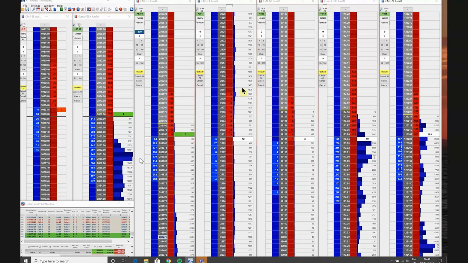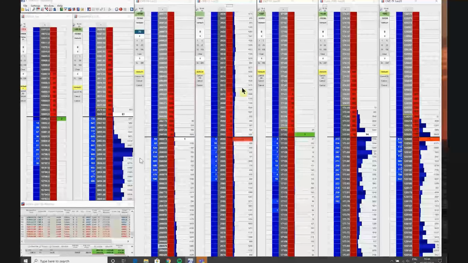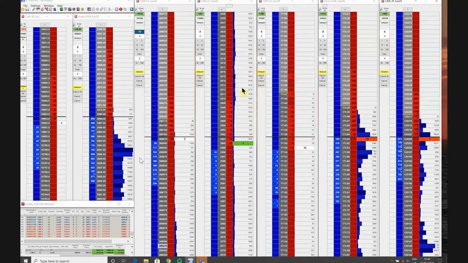Okay, now can the market sustain? It's now broken that vulnerable high from Tuesday, right? Trader's now taken 50 off, now another 30 off. This market's sort of lost its momentum. There's a seller in here.